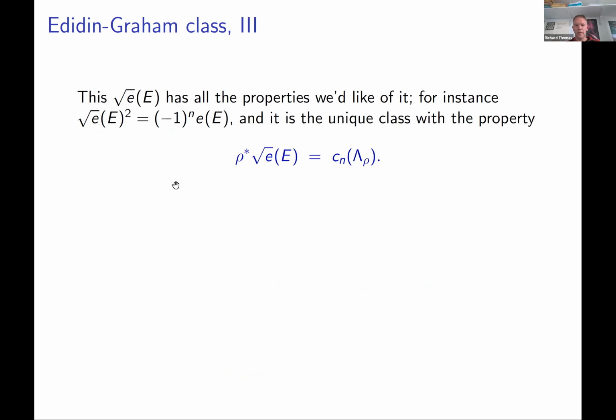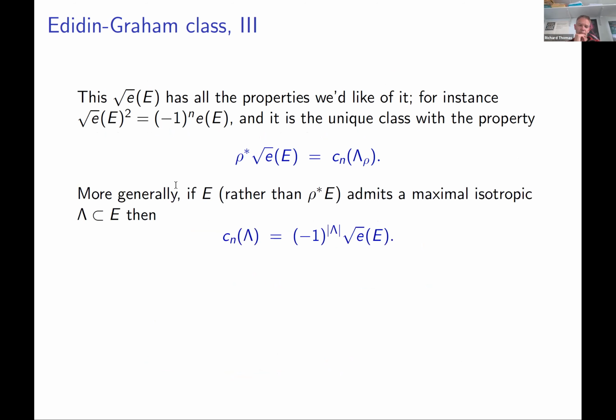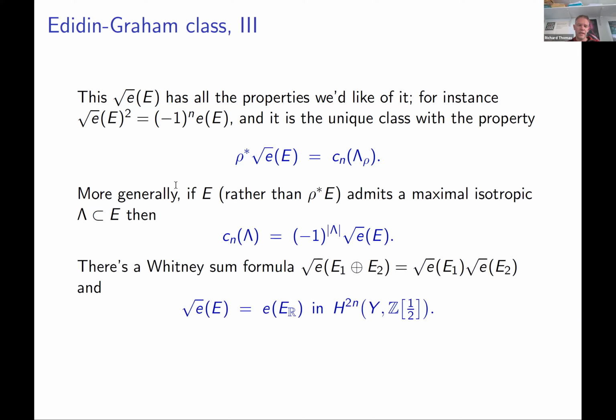Okay, and this class now has all the properties you'd like. In particular, it doesn't just push down, it also, if you pull it back, is the Euler class of the tautological maximal isotropic. If you already had a maximal isotropic, it agrees with the previous definition. So if you already had a maximal isotropic, you can use that to define your Edidin-Graham class, or you can go up to the cover and use the tautological one. It doesn't matter, you'll get the same answer. Okay, there's a Whitney sum formula. It's equal to the class in real cohomology that I discussed before as motivation.